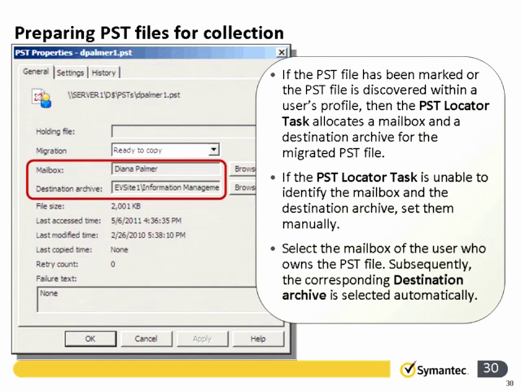If the Pst Locator service is not able to identify an owner of that particular mailbox and an archive for it, then you can go through and set them up manually. You can select the mailbox of the user who owns the Pst, and if you do select the owner and they do have an archive, it'll automatically select their default archive.